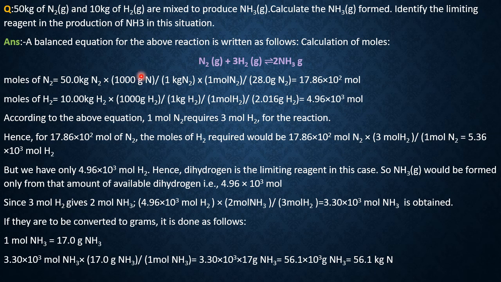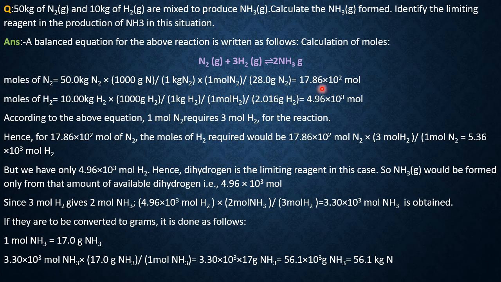This much gram is how many moles? This is in kilogram. So 50 kilogram equals how many gram? 50 into 1000. So 28 gram of nitrogen means 1 mole of nitrogen. 50 into 1000 grams of nitrogen means how many moles? It is equal to 17.86 into 10 to the power of 2 mole. So 50 kilogram of nitrogen is 17.86 into 10 to the power 2 mole.